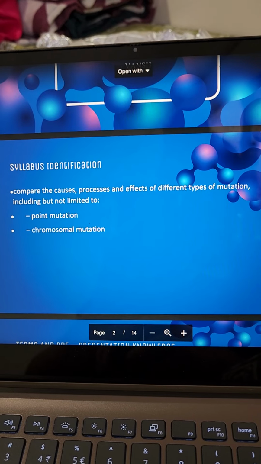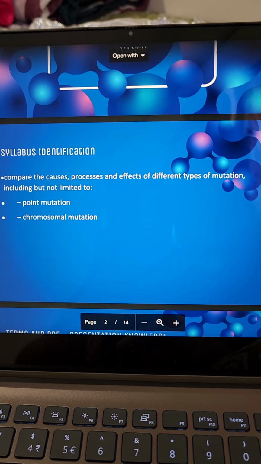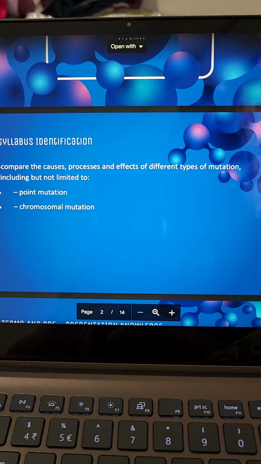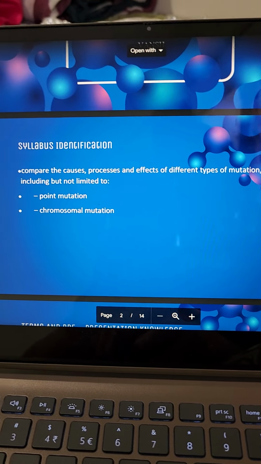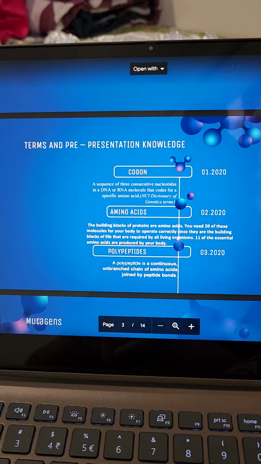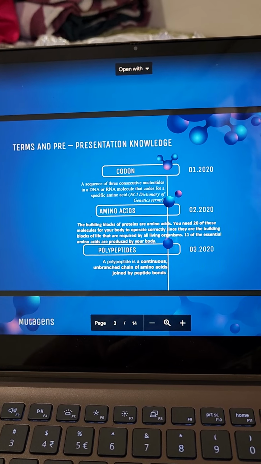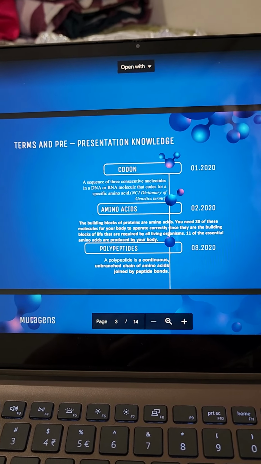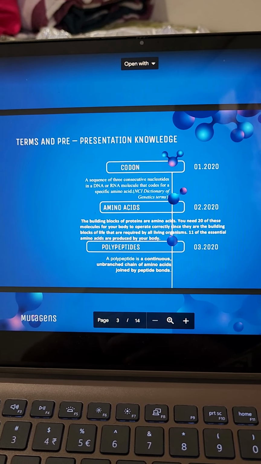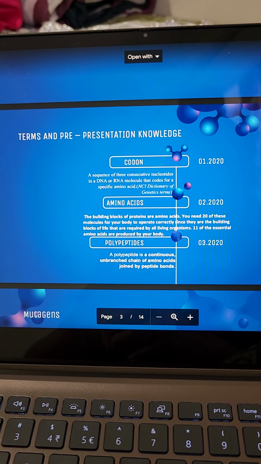Syllabus identification. Compare the causes, processes, and effects of different types of mutations, including but not limited to point mutations and chromosomal mutations. Terms and pre-presentation knowledge. These are useful for gaining a better understanding of the process which occurs during point mutations and how it occurs. These are also extremely crucial to understand as they are the key terminology which is used inside of the scientific point mutation report.